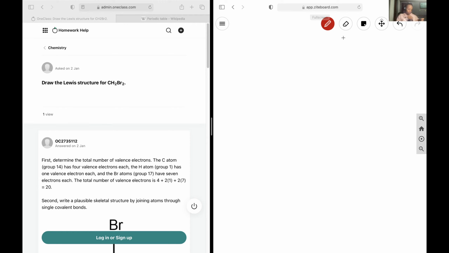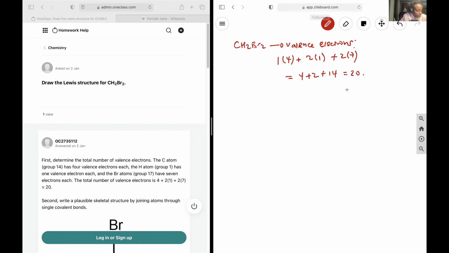On to our next question. We want the Lewis structure for CH2Br2. So again, we start with the valence electrons. From carbon, we're going to have 4, and this is just by 1 because we have 1 carbon. From hydrogen, we're going to have 1, but that's going to be multiplied by 2 because there are 2 of them. And from bromine, we're going to have 7, but then there are 2 of them again. And so that's going to give us 4 plus 2 plus 14, and that's just a flat 20.